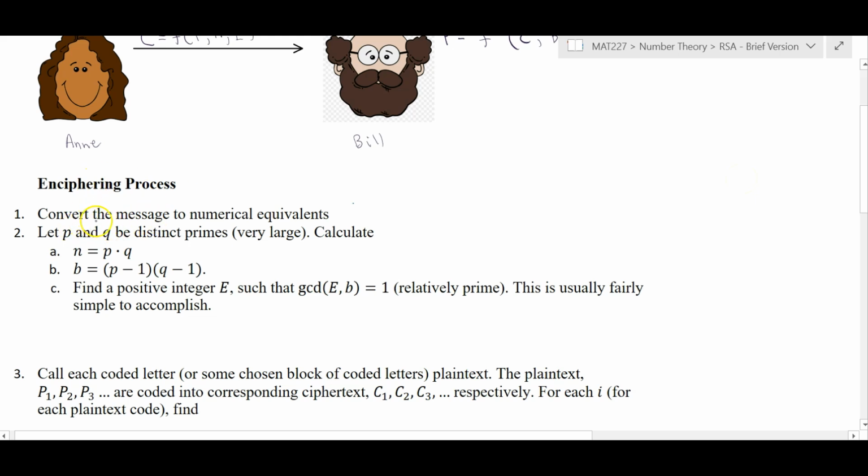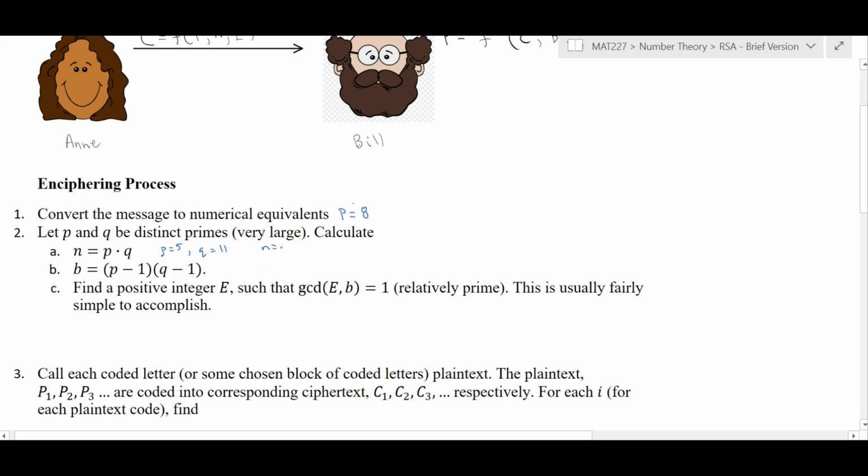So the first step is to convert the message to numerical equivalence. The numerical equivalent in this case that we're going to use, we're going to pretend like Anne's first digit in her credit card number is 8. And then we need to pick these lowercase p and q, not to be confused with the capital P and Q, that are distinct primes. They're very large, ideally. But we're going to make them very, very small because we're going to do this by hand. So little p we'll just say is equal to 5. Q we'll just say is 11.